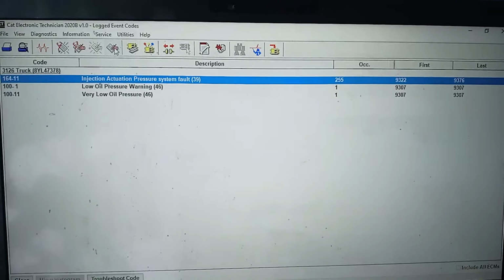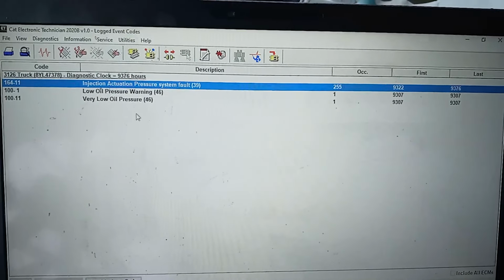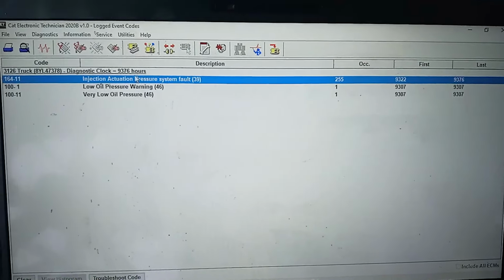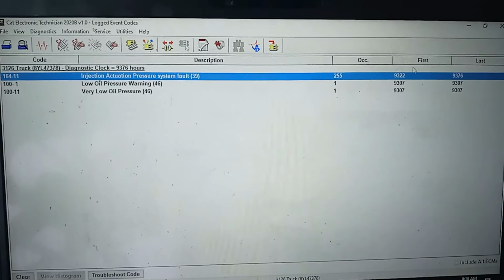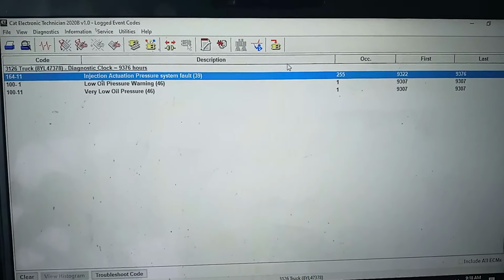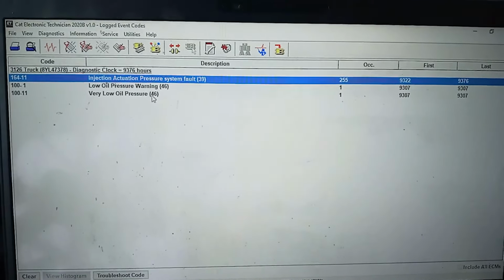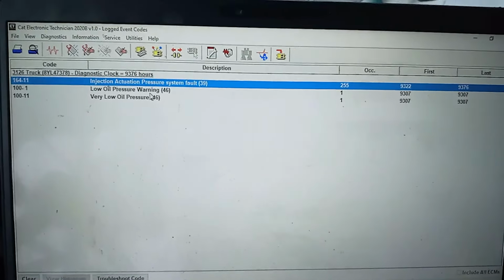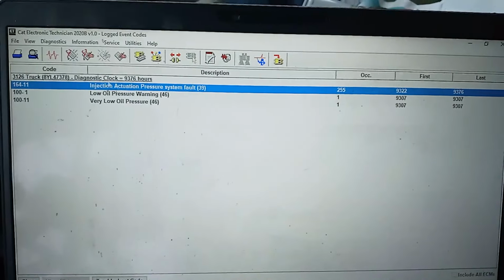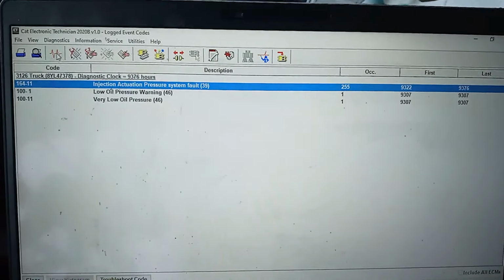Next, we're going to go into logged events. Got a couple low oil pressure faults, just one occurrence though. And the more important thing is look at the injection actuation pressure system fault. Now the occurrences are 255. How many times has it occurred? We don't know, because 255 is the max count the ECM will count to, so it's at least that, and it's recent. So definitely, we do have some HEUI faults here.